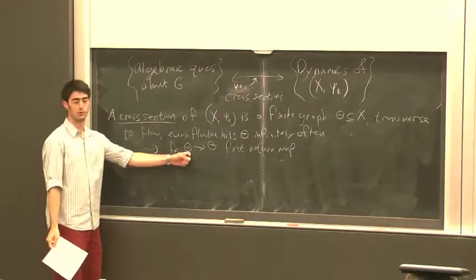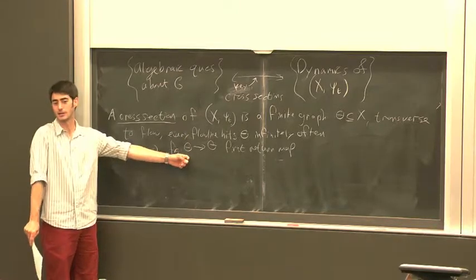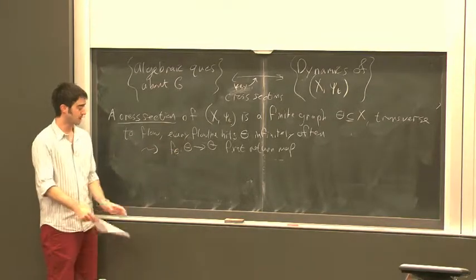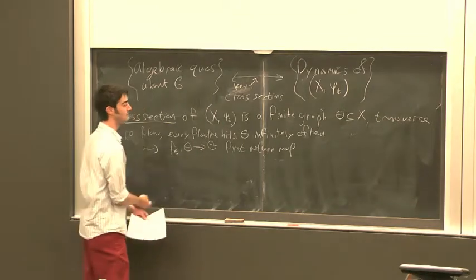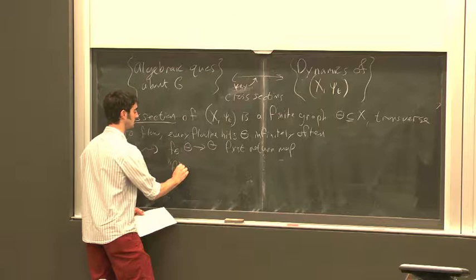Right, if I just start somewhere on my cross-section, I just flow until I hit my cross-section again. By assumption, I'll always come back, so I get a map. Okay, and also it turns out, once you have this map, you can kind of build a fibration in some sense.